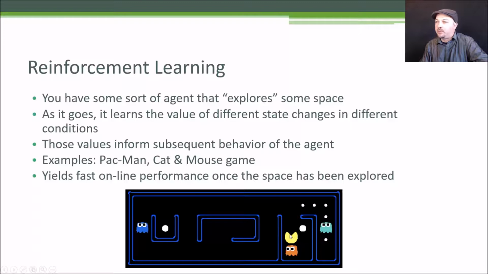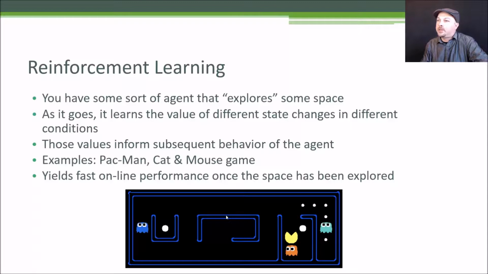So as I go and explore this entire space, I can build up a set of all the possible states that Pac-Man can be in and the values associated with moving a given direction in each one of those states. And that's reinforcement learning. As it explores this whole space, it refines these reward values for a given state, and it can then use those stored reward values to choose the best decision to make given a current set of conditions.